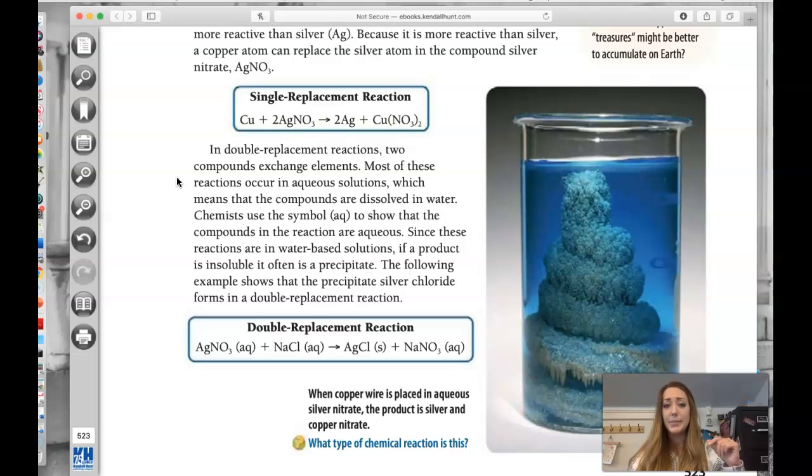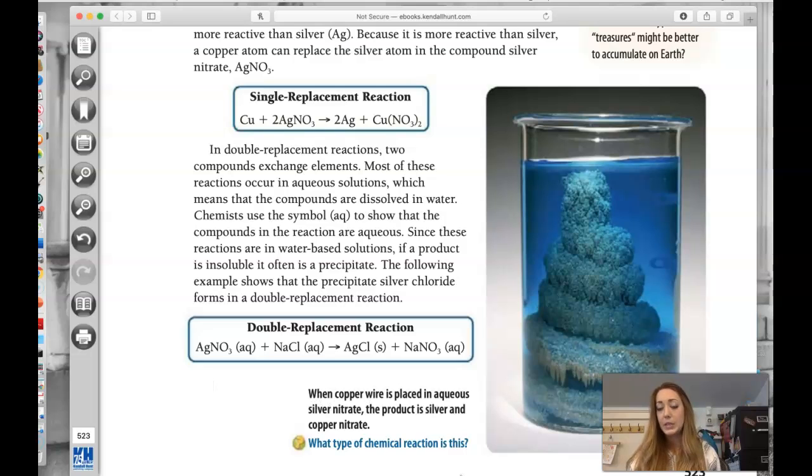In double replacement reactions, two compounds exchange elements, double switcheroo. Most of these reactions occur in aqueous solutions, which means that compounds are dissolved in water. And chemists use the symbol AQ to show that compounds in the reaction are aqueous. Since these reactions are in water-based solution, if a product is insoluble, that means it can't dissolve, it's often a precipitate.